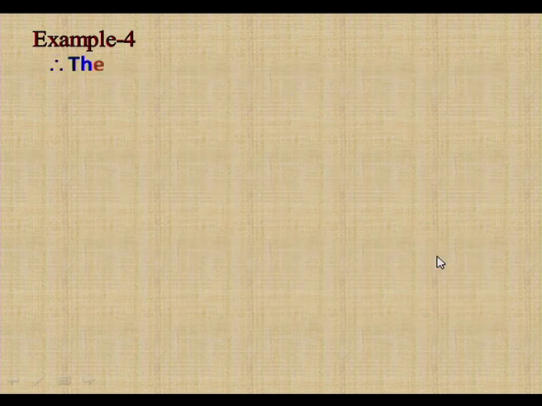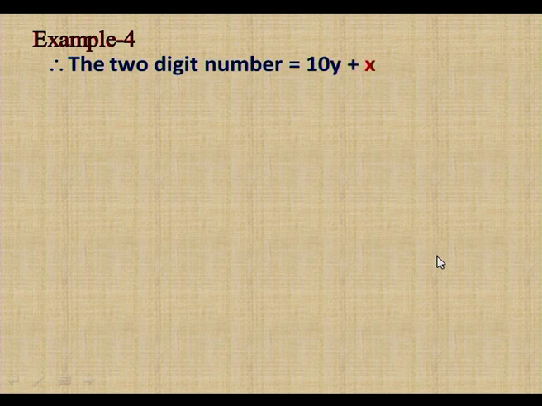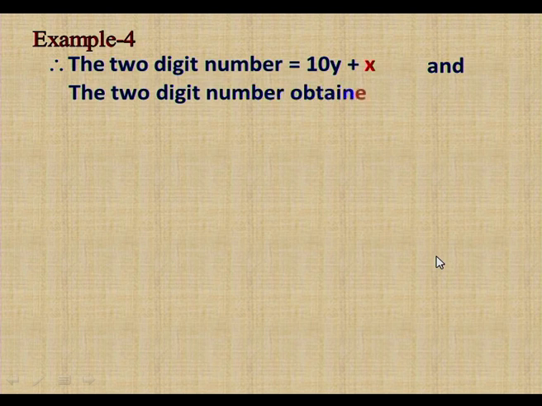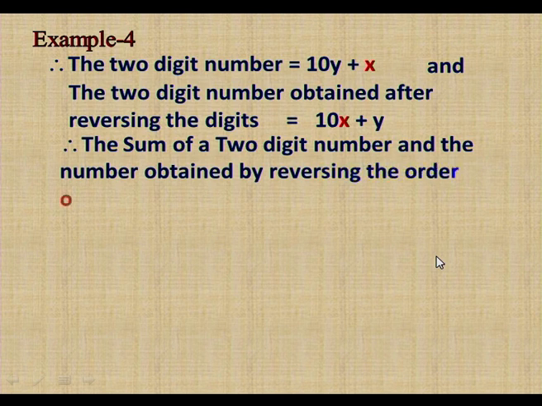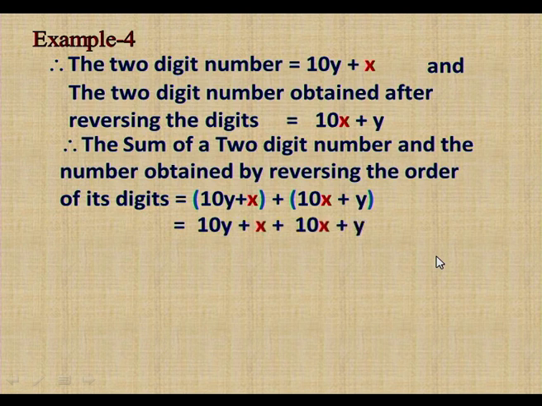Now, the sum of these two is going to become 121. So, the 2 digit number is 10y plus x in the beginning. After the interchanging or reversing the digits, the number is 10x plus y. The sum of them is how much? Please see, 10y plus x plus 10x plus y. You are going to get how much? 10y plus x plus 10x plus y after opening the brackets.